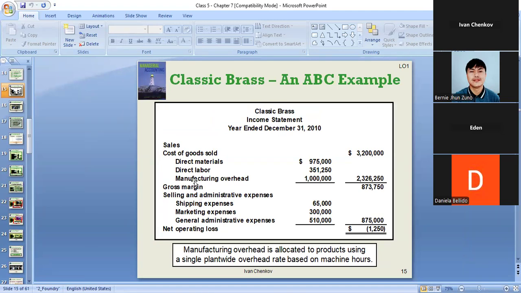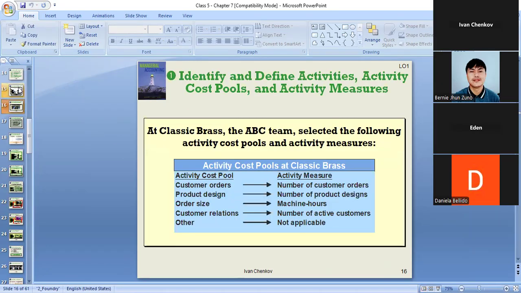So, how are they allocating manufacturing overhead? They're allocating manufacturing overhead by using the plant-wide manufacturing overhead rate. Based on the level of complexity, they're using the least complex and the easiest one to calculate. So let's see what that brings us. If you want to implement activity-based costing in this company and find out why they're losing money, we have to start with identifying the activities, activity cost pools, and activity measures.